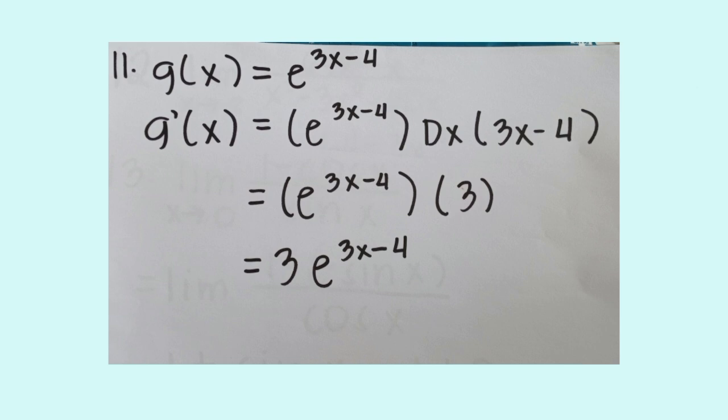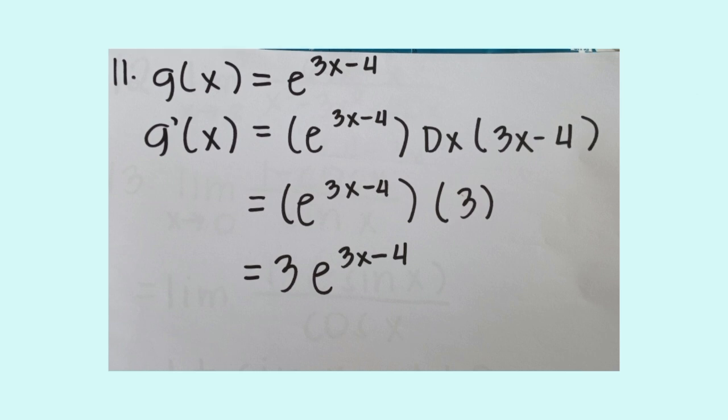So, what's the derivative of 3x minus 4? It's just 3 because the derivative of 3x is 3 and the derivative of negative 4 is 0 since it is a constant. And now, we will multiply e raised to 3x minus 4 by 3. And e raised to 3x minus 4 times 3 is 3e raised to the power of 3x minus 4.